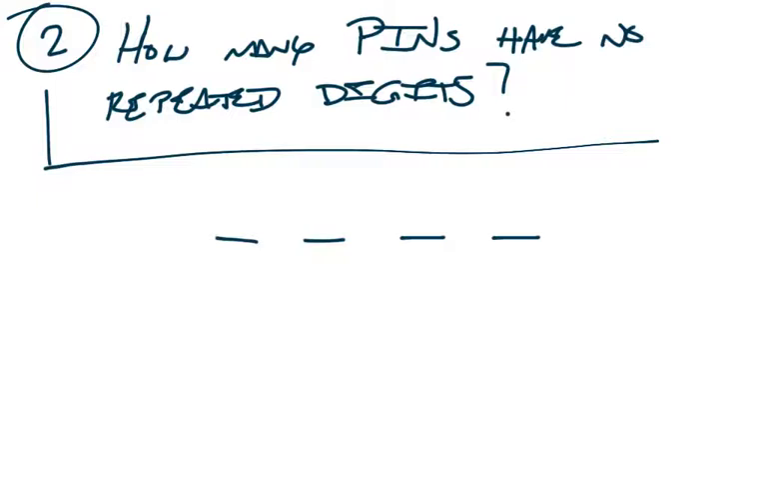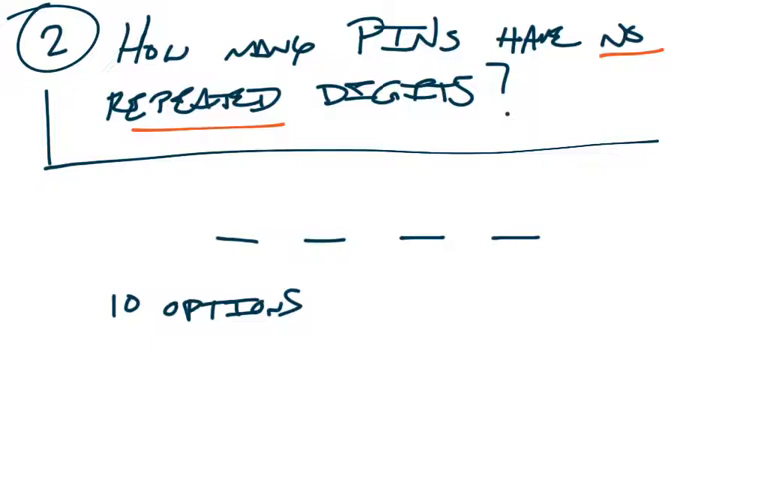This pin I'm going to view as 4 separate decisions that need to be made. I need to decide on what goes first, what goes second, what goes third, what goes fourth. Now, I have got 10 options, at least initially, right? So for the first number that I choose, I've got 10 options. Now, I have to say initially here because this specifies that there can't be any repeated digits.